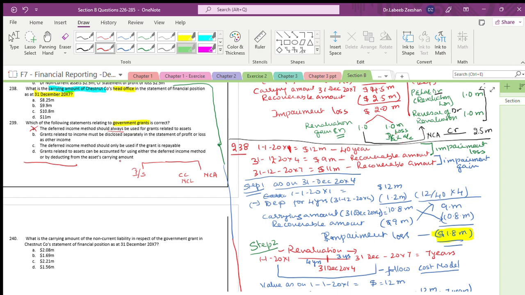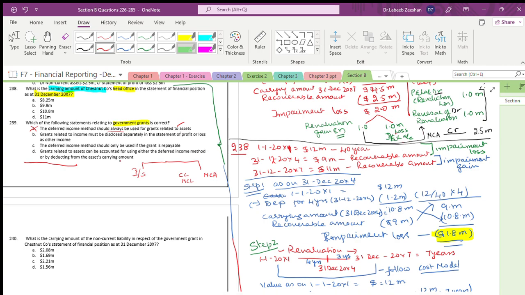Have any doubt in MCQ? When you have any doubt in MCQ, definitely you will have 20 questions, you will have 5 questions where you have some doubt. Then you use some techniques. There is no rule that you should have always. Is it right? Deferred income treatment should always be used for grants related to assets. Fine. Sometimes it will be for revenue grants, sometimes for capital grants. Revenue grants treatment is different, capital grants treatment is different.